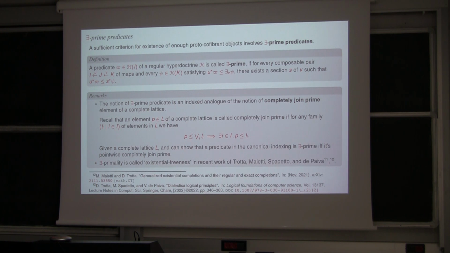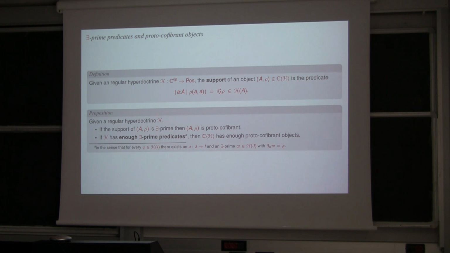Okay, so now it turns out that the conclusion is that if a regular hyperdoctrine has enough existential prime predicates, then the descent quotient completion has enough proto-cofibrant objects. More precisely, an object (A, ρ) is proto-cofibrant whenever its support is existential prime. By the support of a partial equivalence relation, it has to be the pullback of the diagonal.